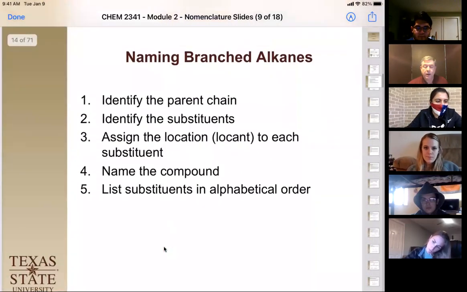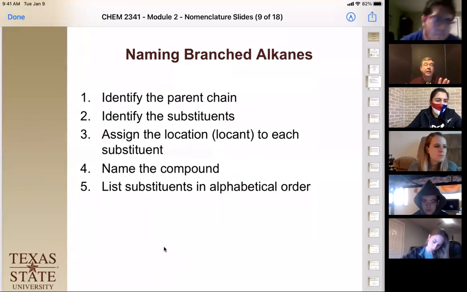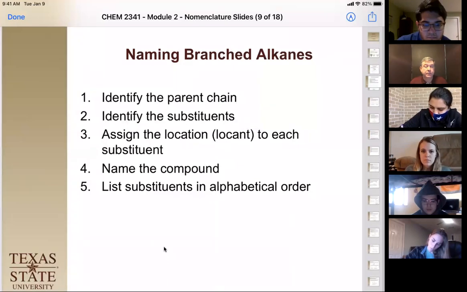All right. So when we name branched alkanes, we're going to, number 1, identify the parent chain. Well, the first thing we actually did, we identified that there were no other functional groups. Okay. So we identified it as a branched alkane. So now we need to identify the parent chain. So we need to find the longest continuous set of carbons that is not ambiguous. The second thing we need to do is we need to identify the substituents. Now, because we can number the compound from either way, we actually have to assign a location to each substituent. And we have a specific rule for that, and I'll get into that.